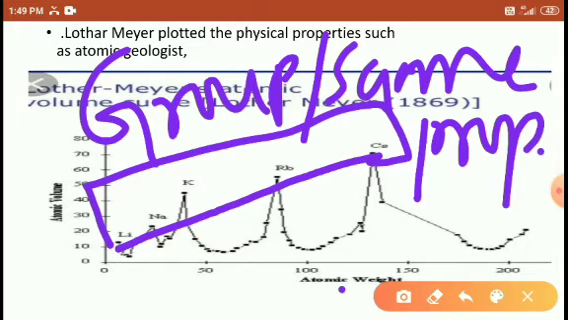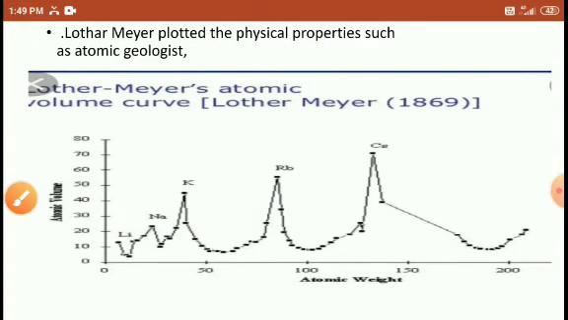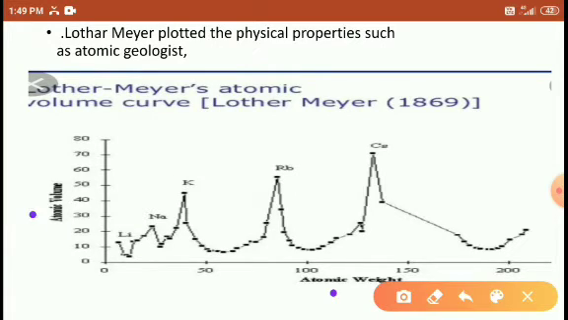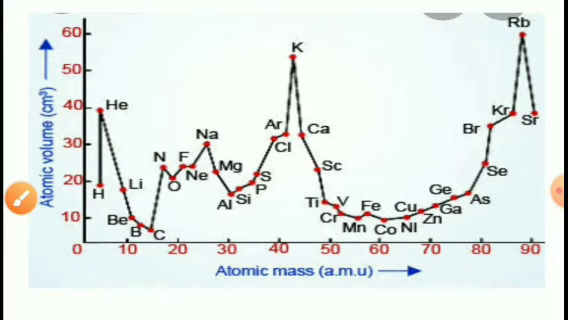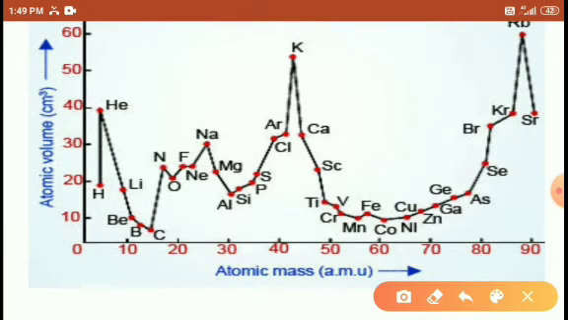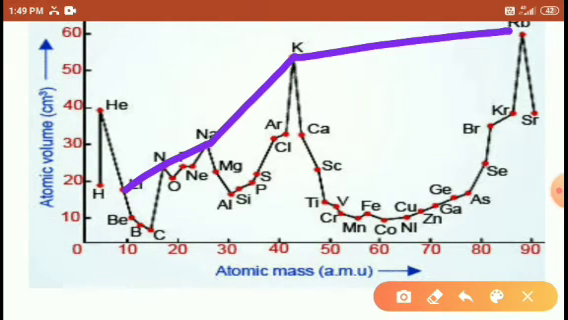So lithium, sodium, potassium, rubidium, cesium, these species exhibit the same property, and they belong to the same group. So he made a graph of atomic weight versus atomic volume. Similarly, he used many species. He found lithium, sodium, potassium, rubidium, and the graph goes on increasing with atomic mass and atomic volume.